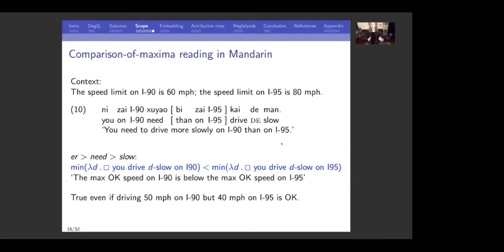And indeed, 10 can be judged true even if it is acceptable to drive 50 miles per hour on I-90, but 40 miles per hour on I-95. So this sentence does not impose any requirements on the relative speeds at which you drive on these two highways. This suggests that can in fact scope over a modal in these kinds of comparative ellipsis constructions.